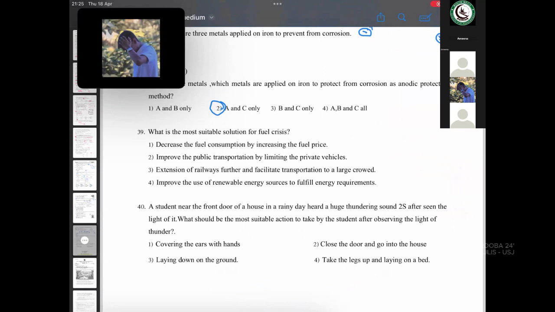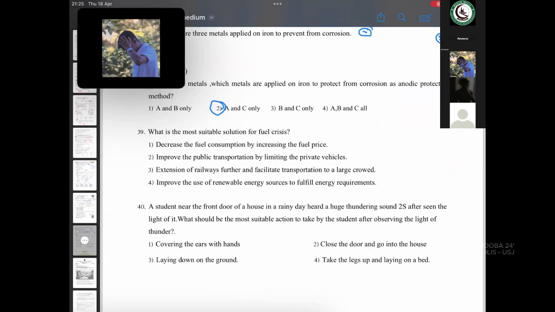Any other answers you all put? Fourth one. Fourth one is the best answer. You can use renewable energy resources. That is the long-term plan. The best one is to use renewable energy resources. So the answer is the fourth one.